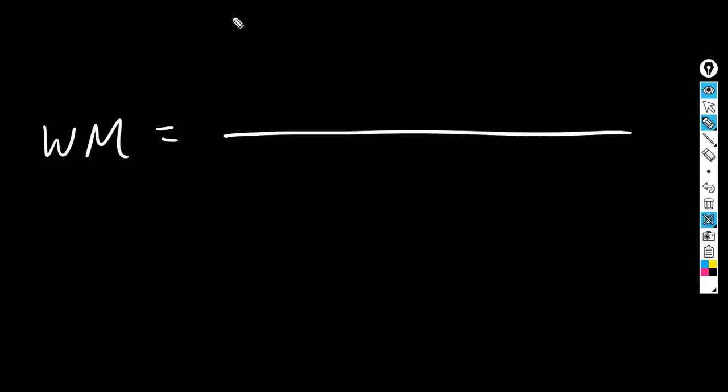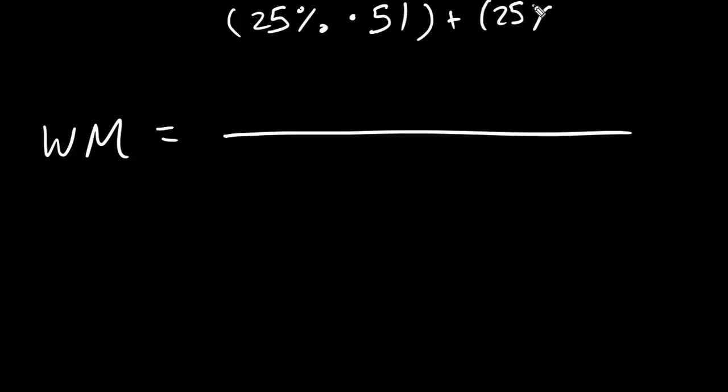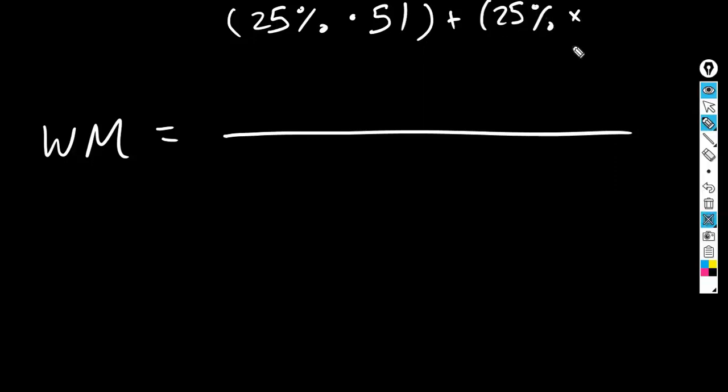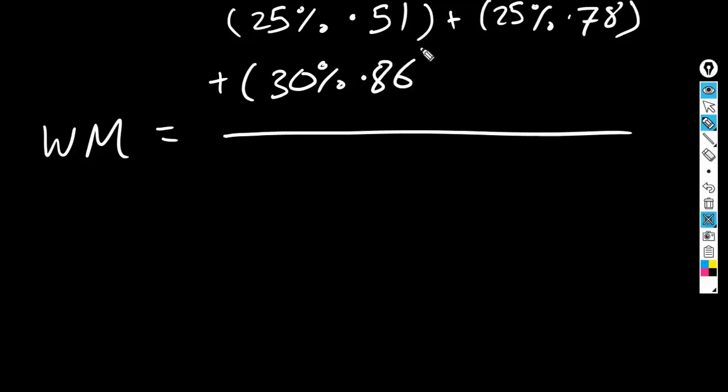Alright, so once again, and I'll do these, so 25% times 51 plus 25% times 78 plus 30% times 86, and then finally 20% times 83. Right, so that's our sum of our xi times our yi.